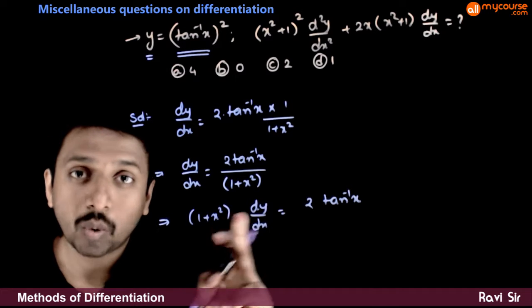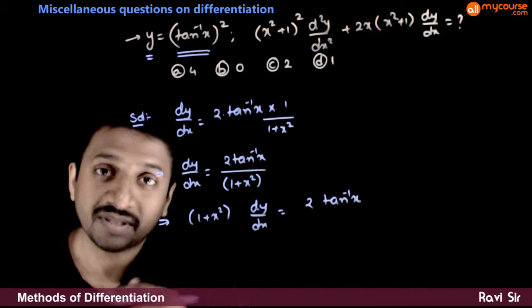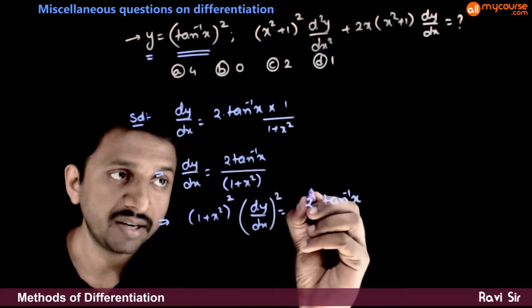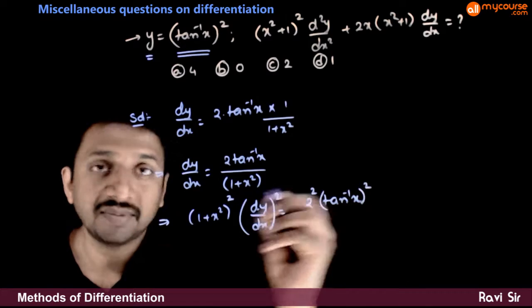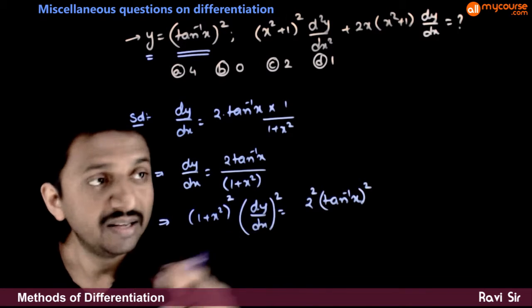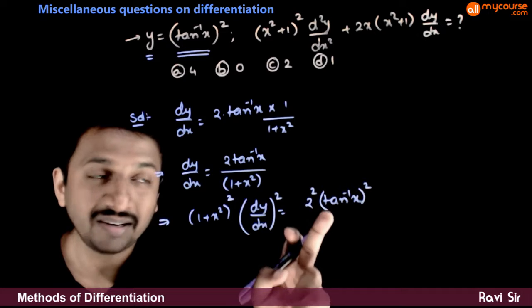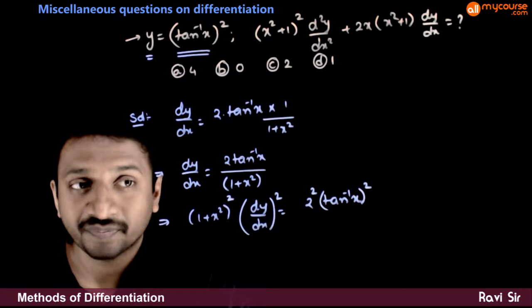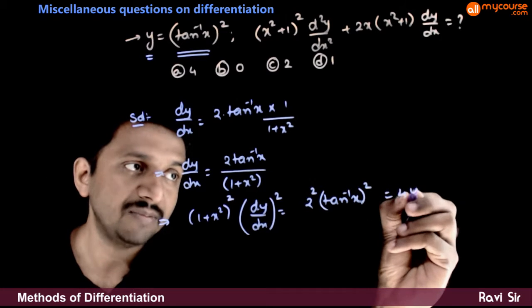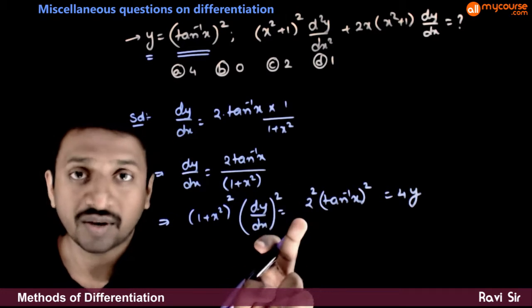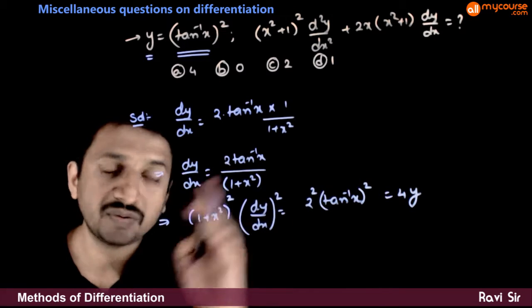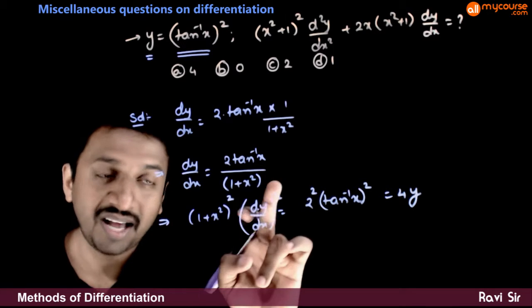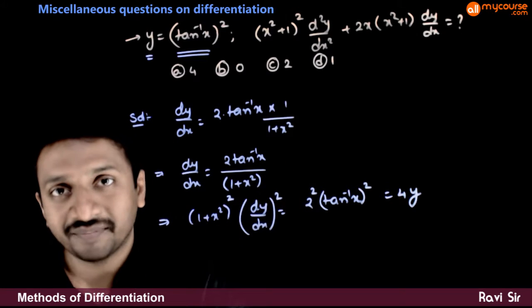And what I do is, I'll square it on both sides. Let us see what happens if I do this. So (1 plus x square) whole square times (dy by dx) whole square is equal to 2 square times (tan inverse x) whole square. So why did I square it? Because now I can say that (tan inverse x) whole square is equal to y. So that is equal to 4 times y itself. 2 square is 4 times (tan inverse x) whole square, which is y. That is (1 plus x square) whole square times (dy by dx) whole square is equal to 4y.